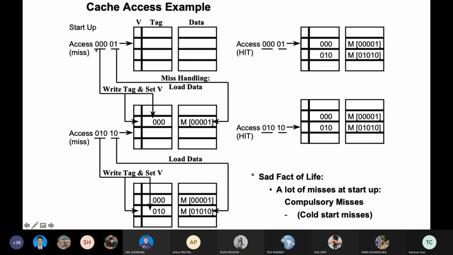So if we access the memory address 0001, you see here, 00 refers to the tag, 01 refers to the data. It goes to find the tag and the valid bit. If it cannot find it, it will be marked as a miss. So when you cannot find the data, it is marked as a miss, and then you need to copy the data back to the cache. This section refers to the access when the cache misses, and this section refers to the access when the cache hits.